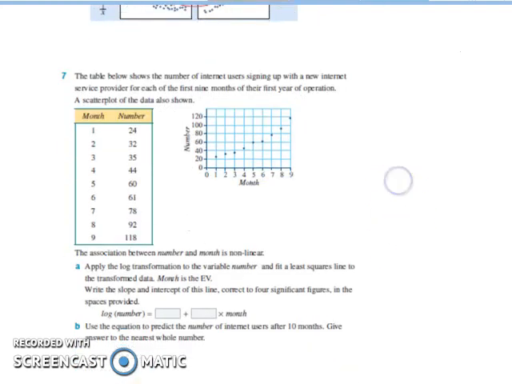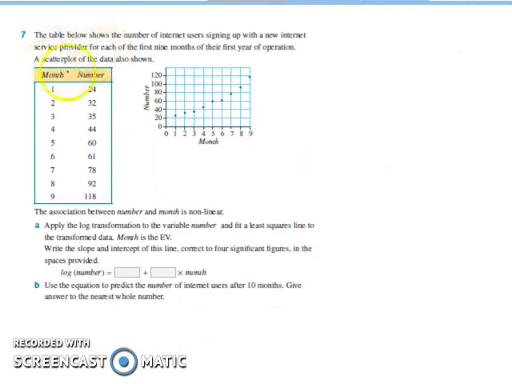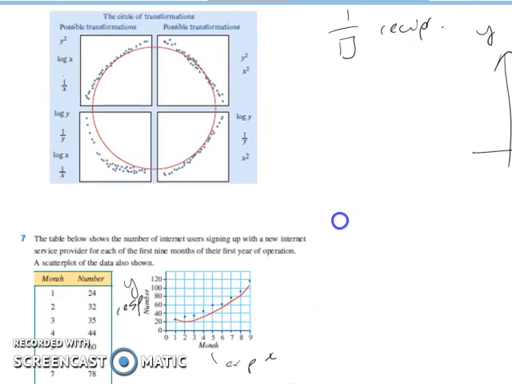So if we look at this example here, we have a table of values where the one on the horizontal is the month. So is that the explanatory or the response? That's the explanatory, isn't it? And it's the x. And the number here is the y or the response. Okay? So we can do a transformation because at the moment it doesn't look that linear. It looks curved. And so it's either this one, or this one.